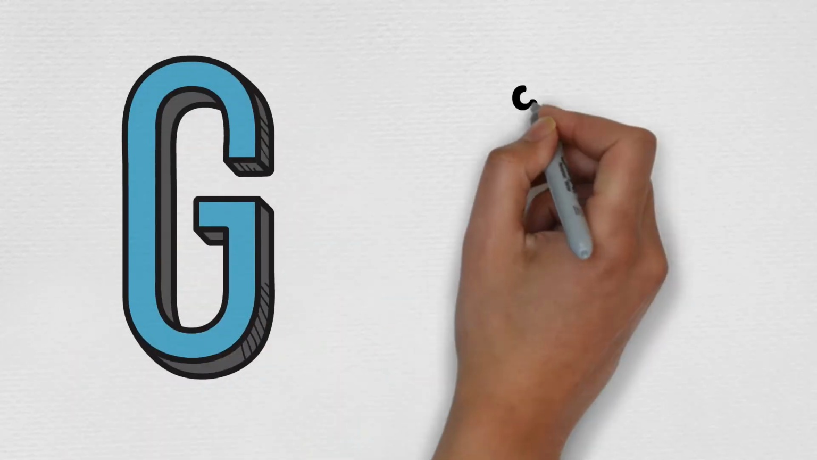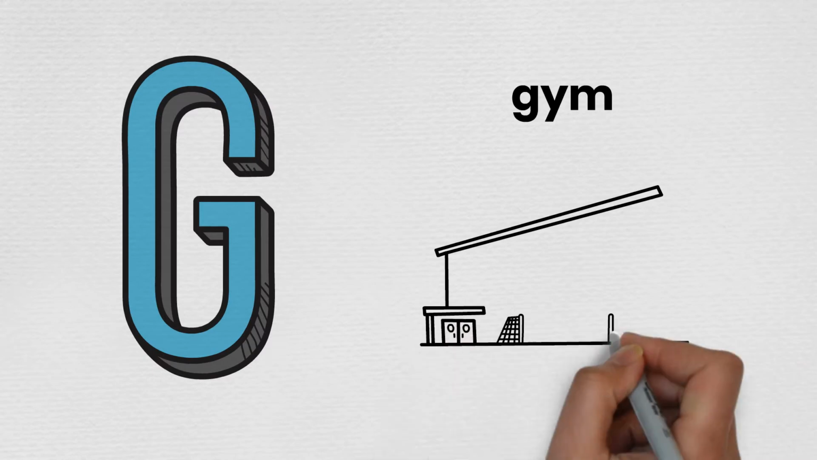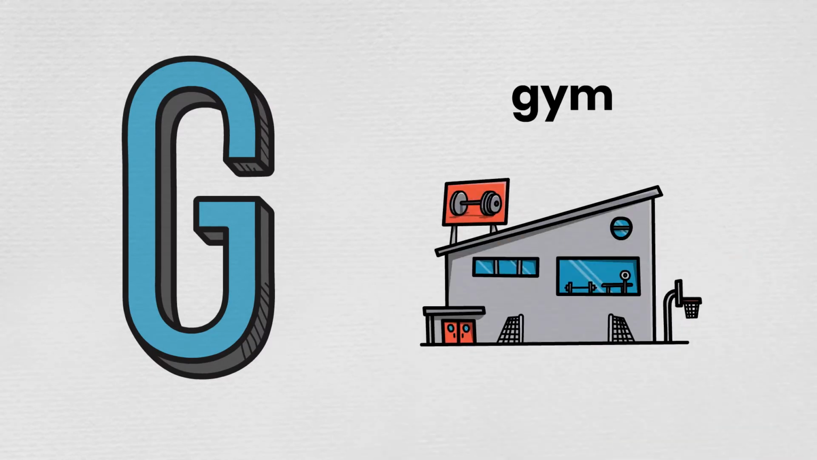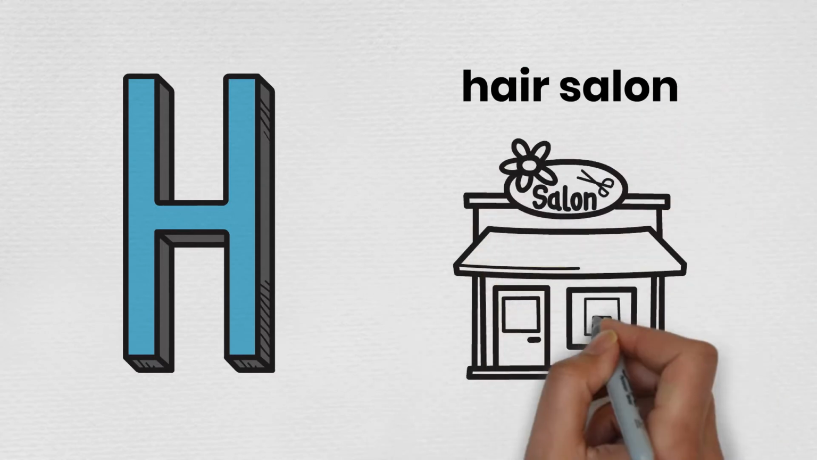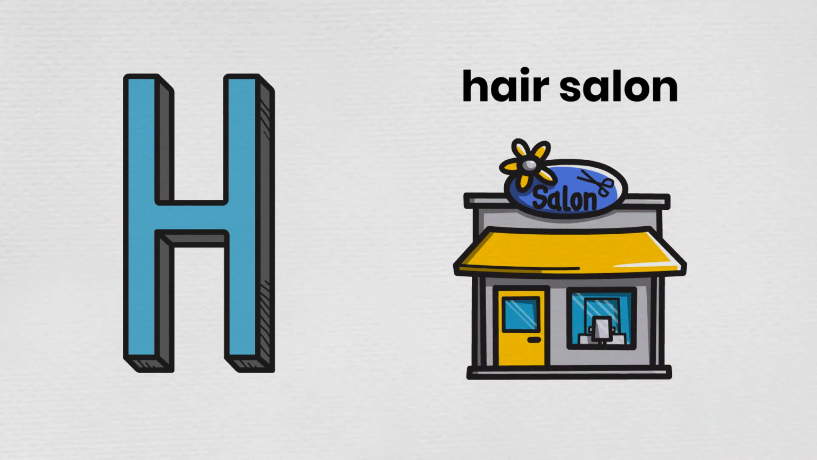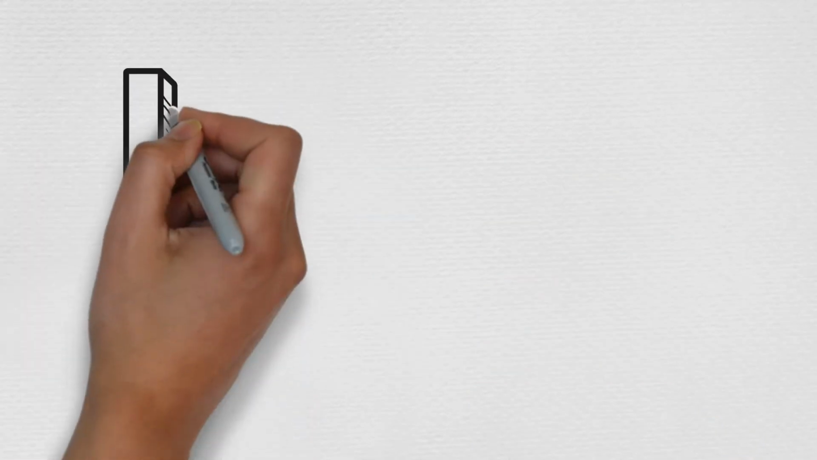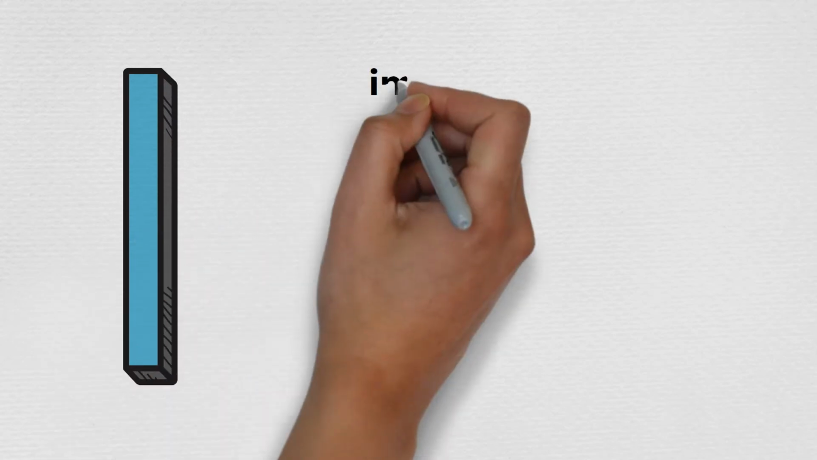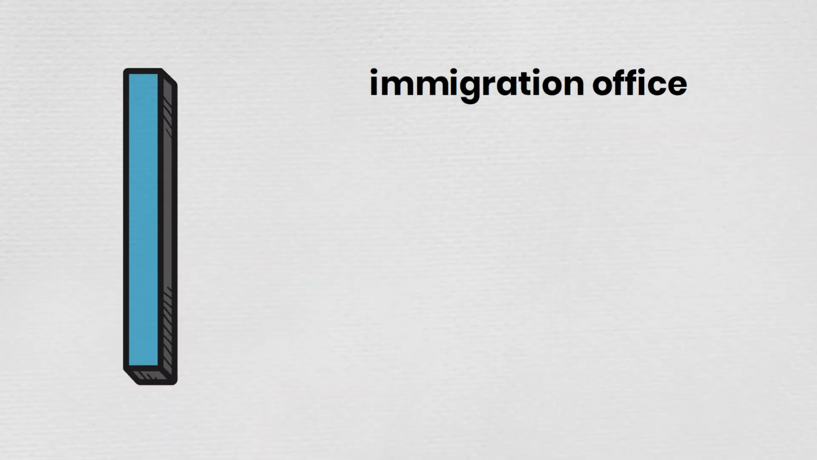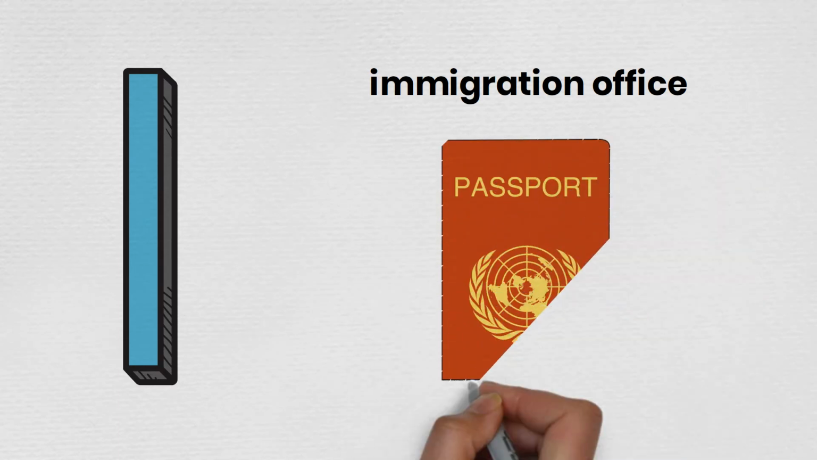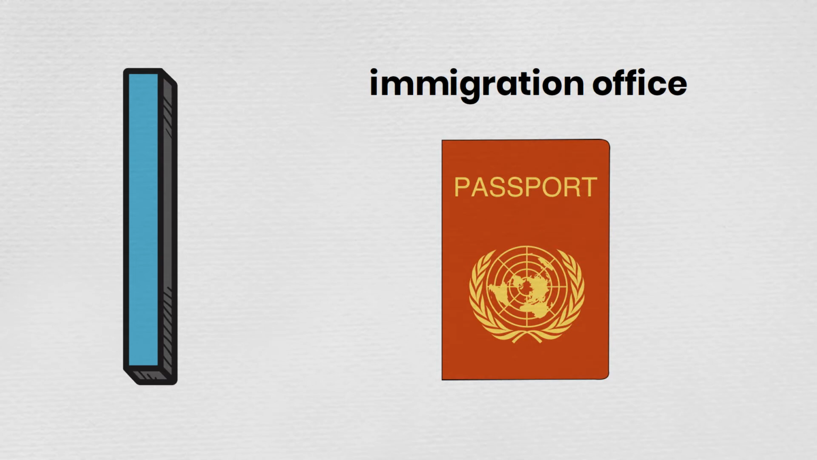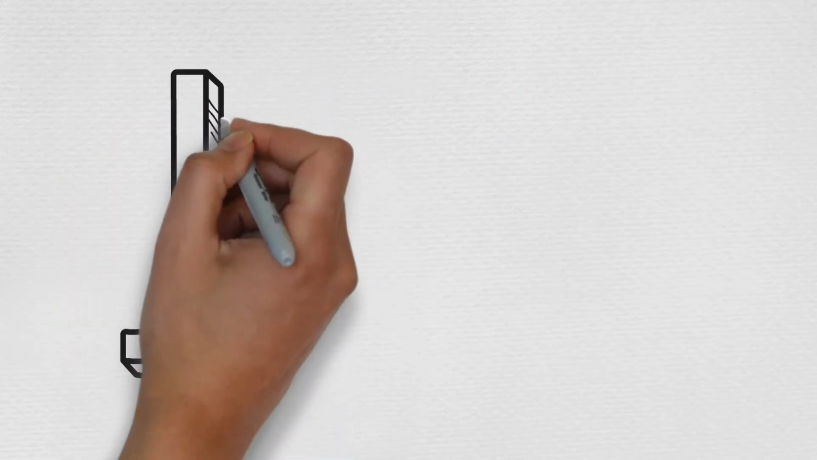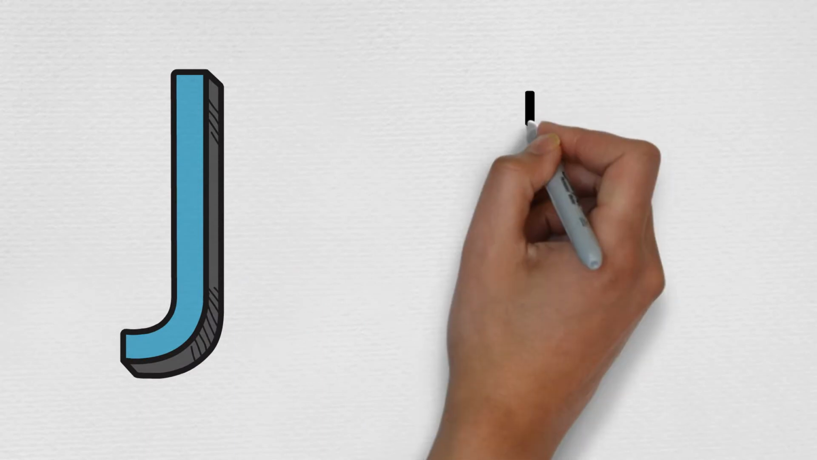G is for gym. H is for hair salon. I is for immigration office. J is for jail.